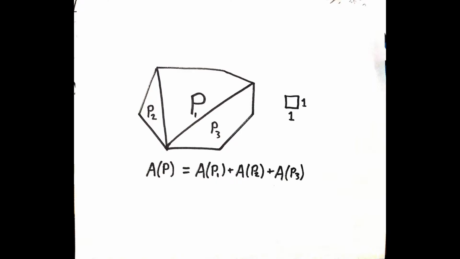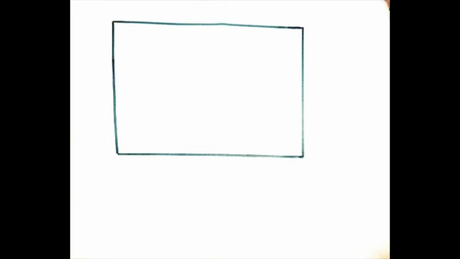Now we will show you how we derive the formulas that we commonly use to calculate the areas of many shapes. First, we will demonstrate the area of a rectangle. A rectangle is a quadrilateral, or a 4-sided polygon, with 4 right angles.